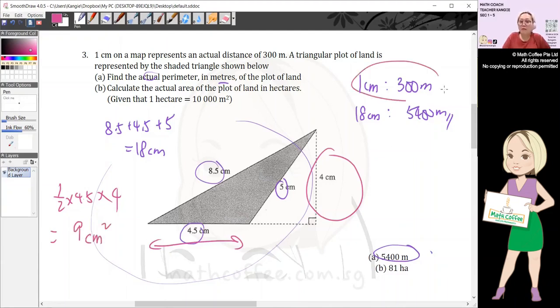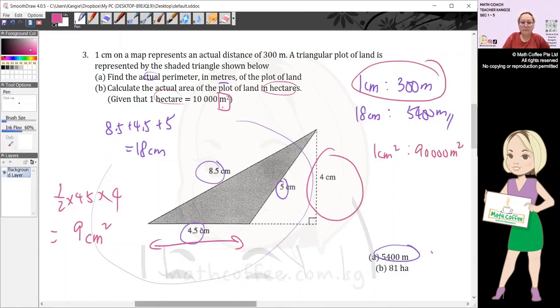So again, we have to square both sides. So I get 1 cm square represents 300 times 300. So I don't change this to km. Why? Take a look over here. They say the hectares later is meter square. So that means my right hand side should just remain as meter. So now this one becomes 90,000 meter square.